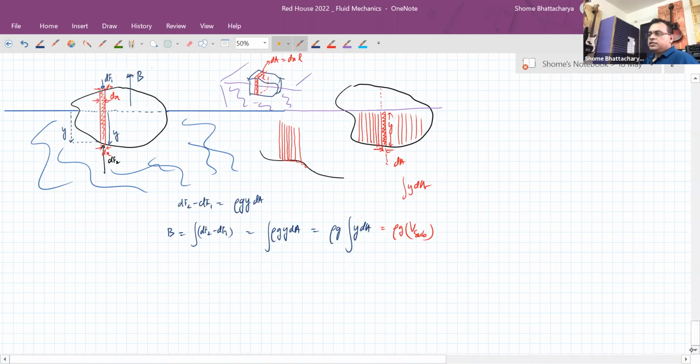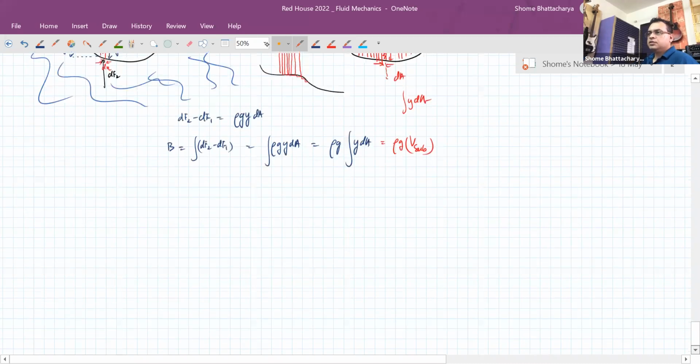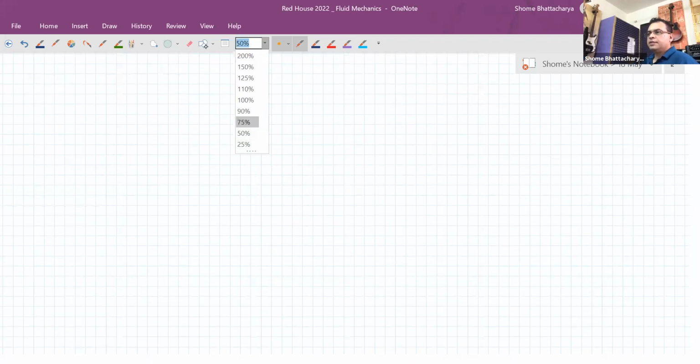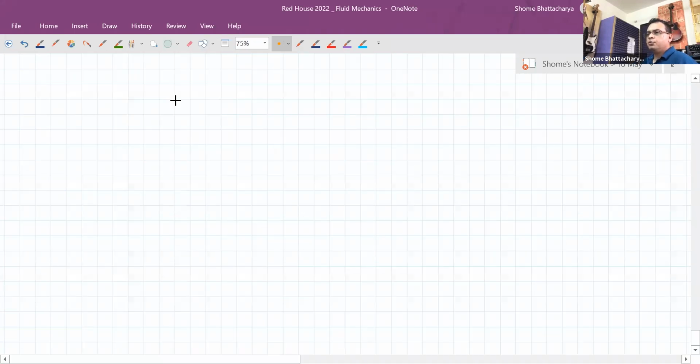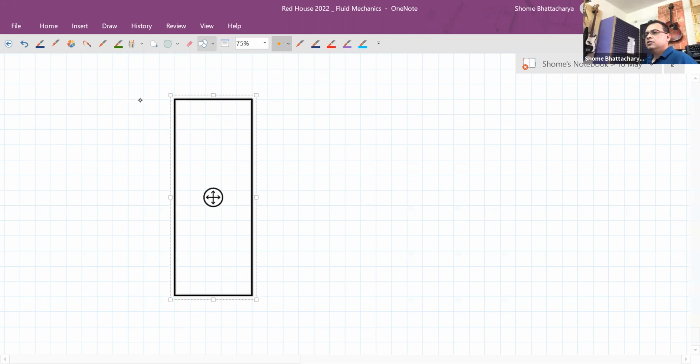Okay, so next up, let's look at some application examples. Of course, floating objects are examples of the application of Archimedes principle and buoyancy. But before we come to the condition of floating, let's look at some interesting type of questions which have been done at the JEE level.